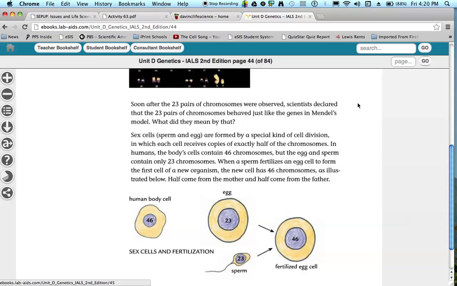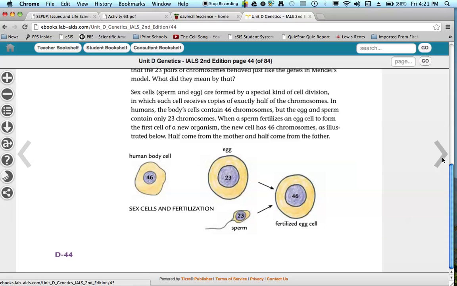Sex cells, sperm and egg, are formed by a special kind of cell division, in which each cell receives copies of exactly half of the chromosomes. In humans, the body cells contain 46 chromosomes, but the egg and sperm contain only 23. When a sperm fertilizes an egg to form the first cell of a new organism, the new cell has 46 chromosomes, as illustrated below. Half come from the mother and half come from the father.